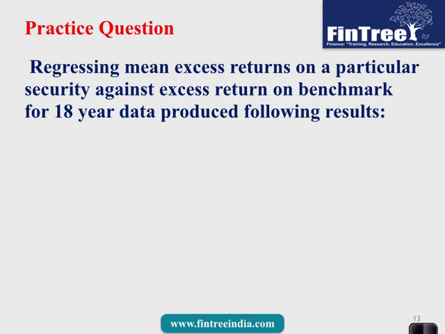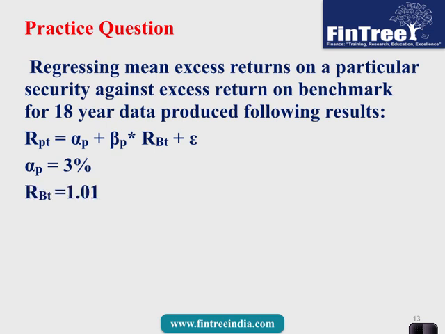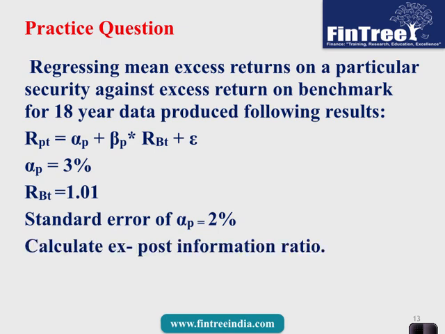Regressing mean excess return on a particular security against the excess return on the benchmark for 18 years produced the following results. We have alpha, so this is a standard regression equation. The intercept is 3%. R_BT, that means the slope coefficient, is 1.01. We've been given a standard error of 2%. Calculate the ex post information ratio.